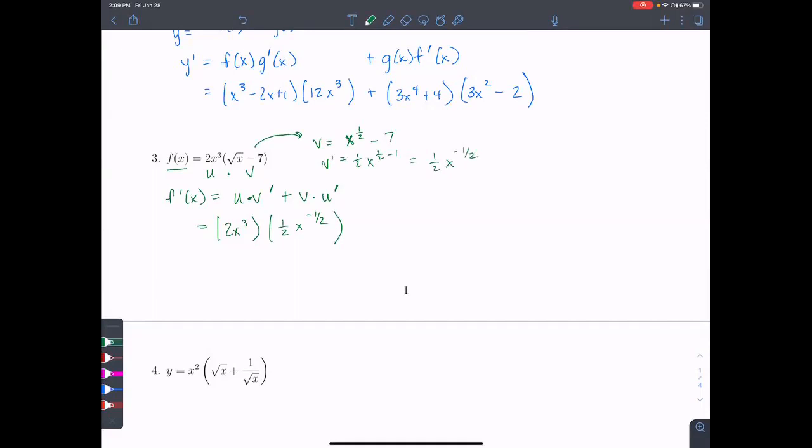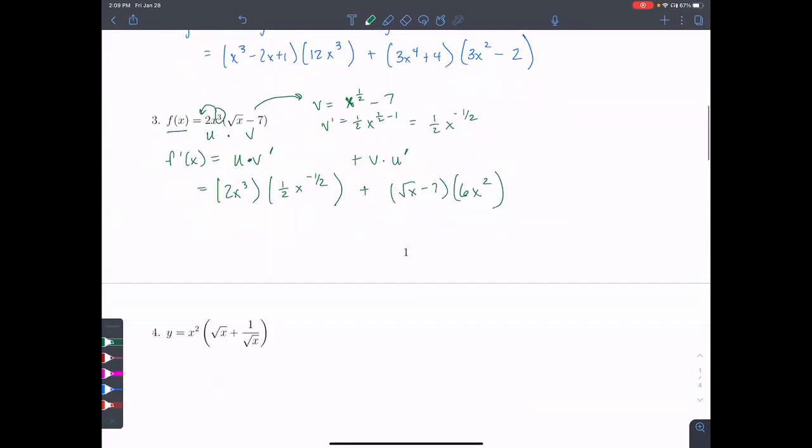Okay. So that is u times v prime. And then if we want to scoot this over, plus v, which is the square root of x minus 7, times u prime, the derivative of the first function. That would be 3 times 2, so 6x to the second. And again, you can leave it like that for Hawkes. Okay. I think even the negative exponent is fine.